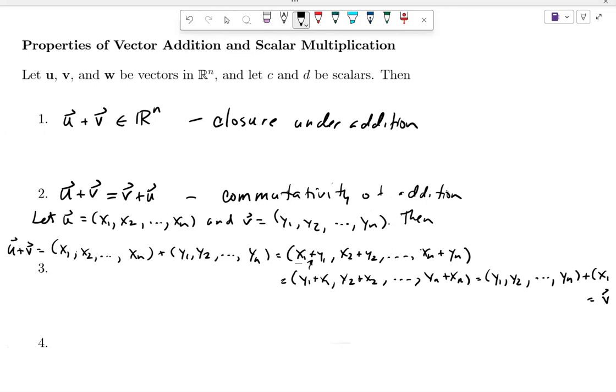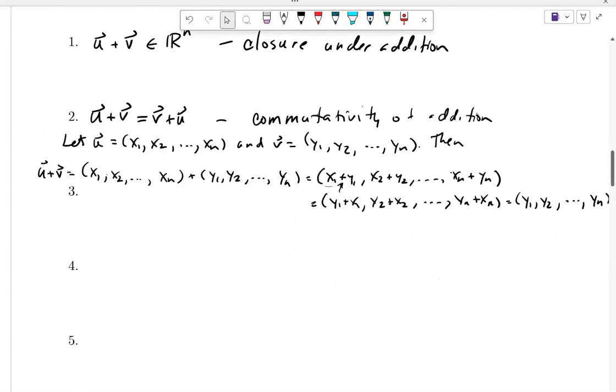Next one here, and I'm not going to go through a bunch of these. I'm just going to list out what the properties are. I'm just not going to do a bunch of proofs. All right. The next one is an associativity property.